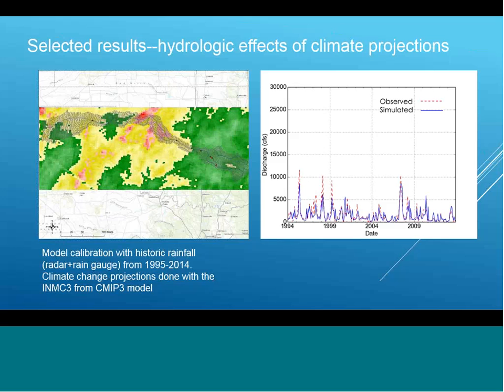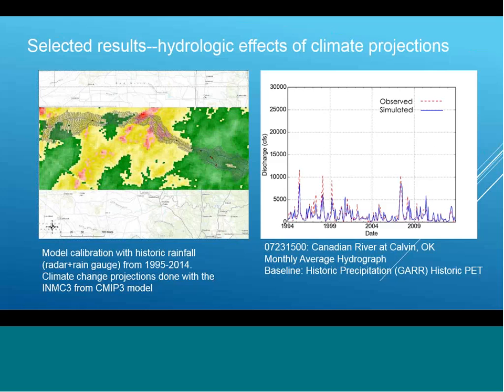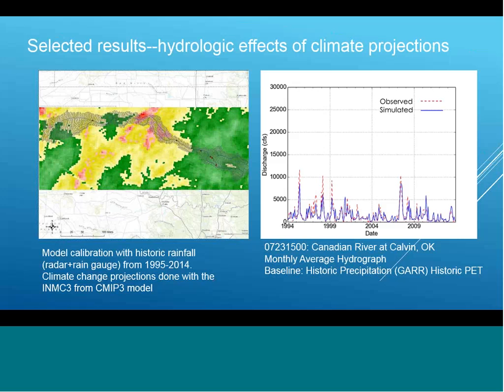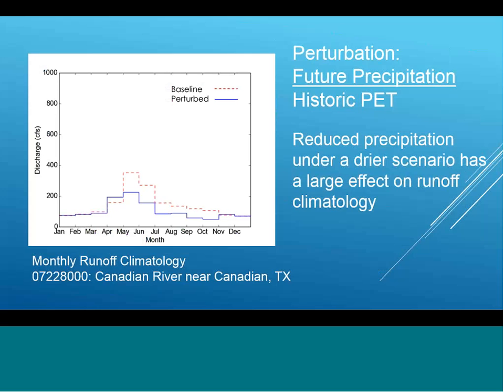That calibrated model then is used with perturbed inputs that represent future climate scenarios. So, next slide. Before we go on, that happened to be at Calvin, which is just upstream of Lake Eufaula. So this is a USGS gauging station.